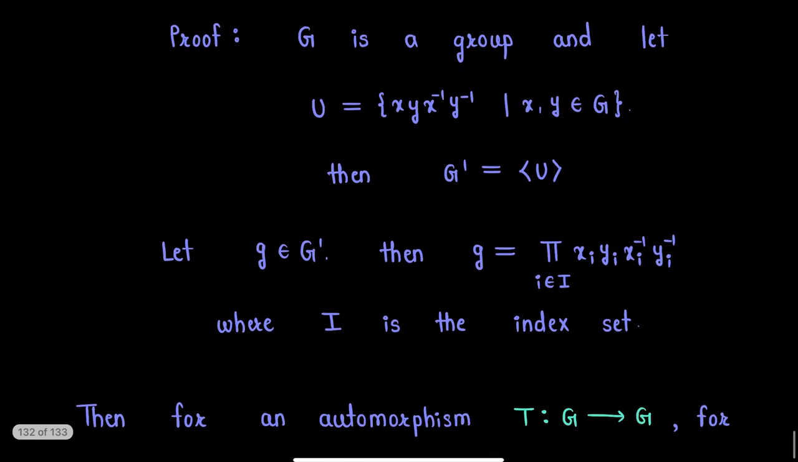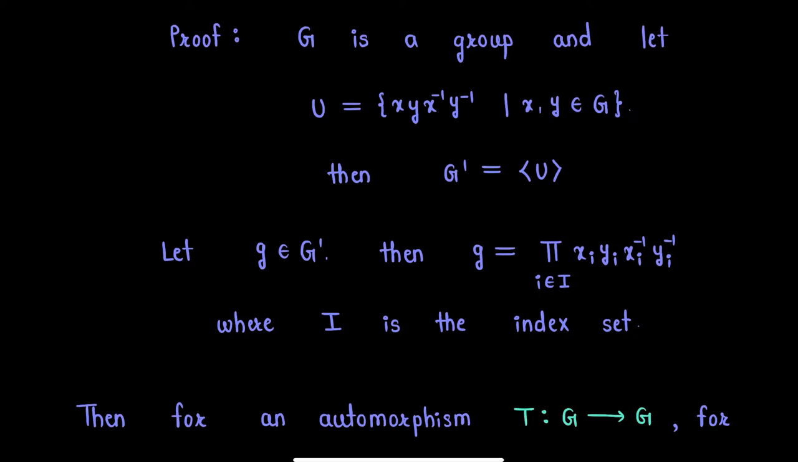Here G is a group, and let U be the set of all commutators in group G, that is, U is the set of all elements of the type x y x inverse y inverse for all elements x, y in group G, and G' is the subgroup generated by U. Then we call G' the commutator subgroup of group G.